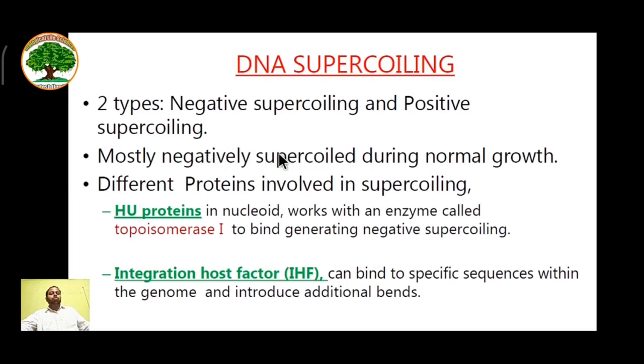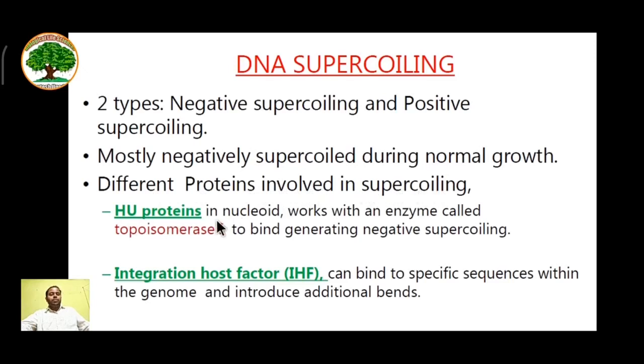Most negative supercoiling occurs during normal growth. See, in normal growth of a bacterial cell or prokaryotic cell, it will require lots of genes to be transcribed. So those genes have to be opened up, and this is done by negative supercoiling. Different proteins are involved in supercoiling.